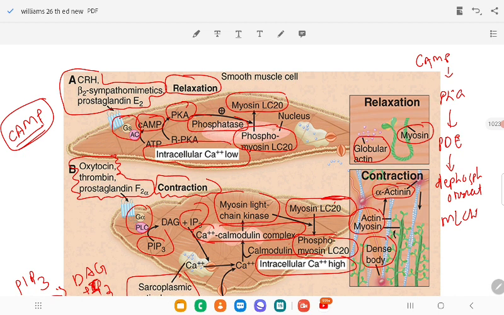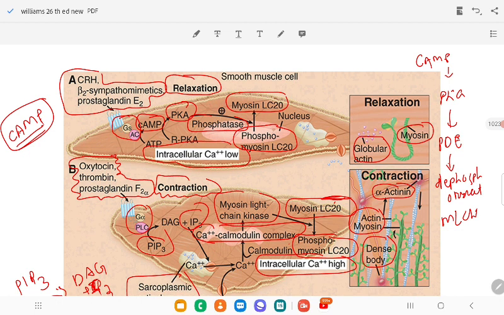Cyclic AMP activates protein kinase A. Now protein kinase A activates the phosphatase enzyme. Then the phosphatase enzyme leads to dephosphorylation of the myosin light chain 20, so it cannot bind to the myosin. Now the myosin head is inactive, and the actin filament is in the small globular state, so it will not bind to the myosin complex. That leads to relaxation.